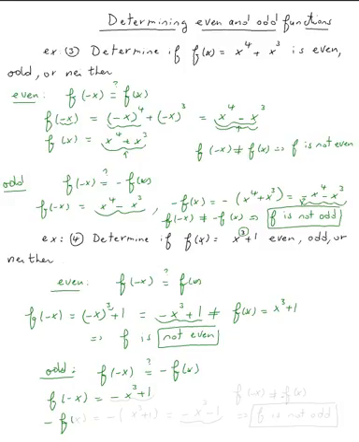Now what about minus f of x? Minus f of x means multiply f of x by negative 1. x^3 plus 1. Distribute, and you get minus x^3 minus 1. This is definitely not equal to that. So f of negative x is not equal to minus f of x. Therefore, f is not odd. So it's not odd, not even. So it's neither. And that's it.